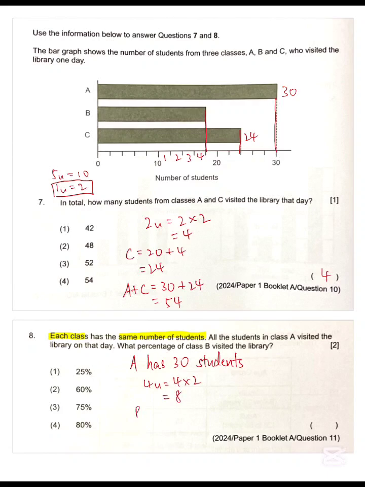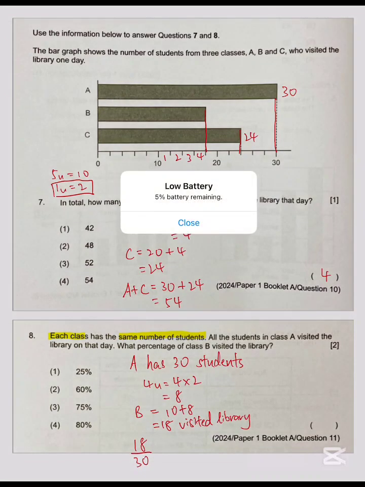So class B equals to 10 students plus 8 equals to 18 visited the library. Right, so class B has 18 people that visited the library, and in total, class B has 30 students. Right, because every class has the same number of students. So the percentage of class B that visited the library will be 18 people that visited the library divided by the total of 30 students.